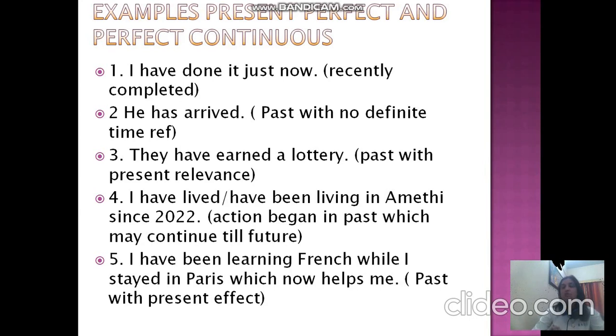Hope now you do not have any doubts regarding present tenses. All the simple present tense, present continuous, present perfect and present perfect continuous have been explained thoroughly.